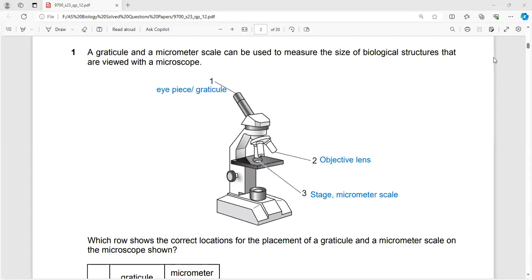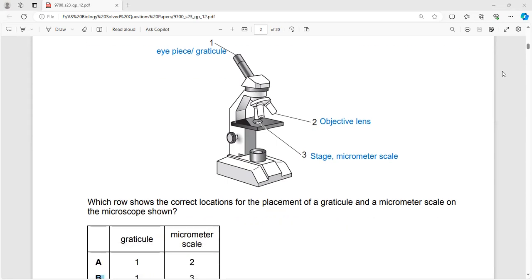A graticule and a micrometer scale can be used to measure the size of biological structures that are viewed with a microscope. So here we have a microscope structure, and number one is the eyepiece. This is the eyepiece lens of the microscope where we can put the graticule scale. Number two is an objective lens. That's the second lens in a microscope. And number three is the stage of the micrometer where we are placing the micrometer.